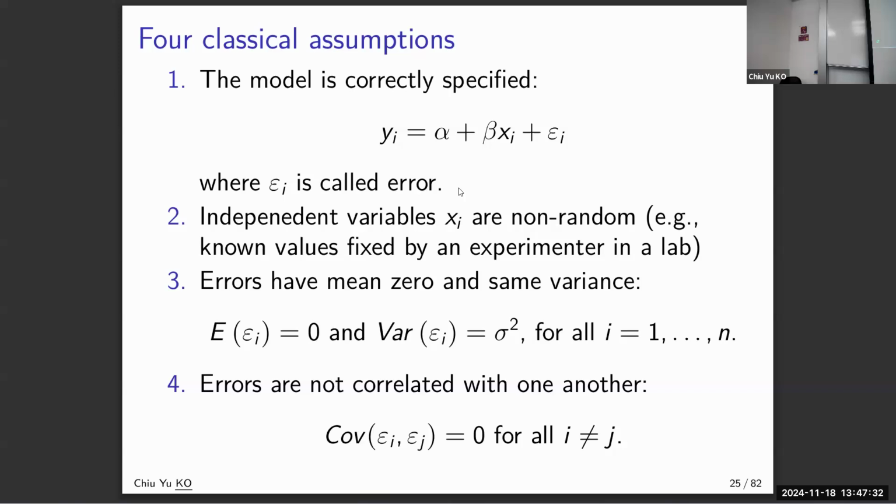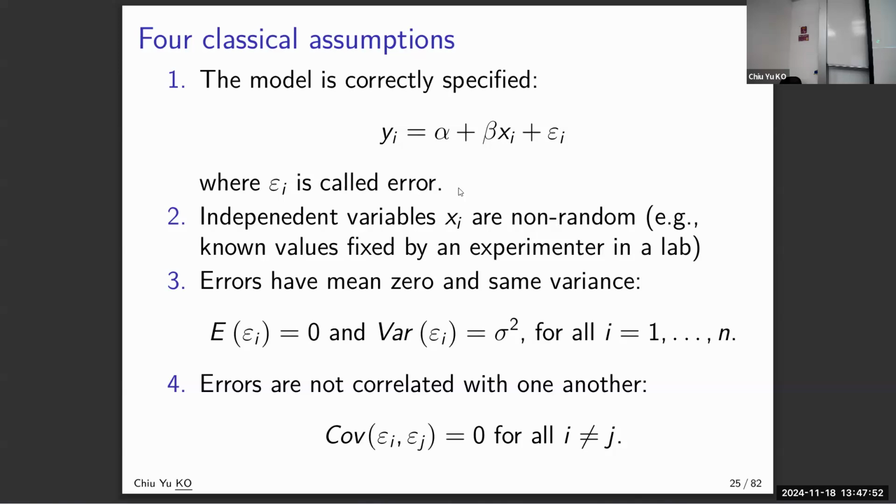The example with education and income is not that easy, because it's not ethical to say you have 10 years of education, you have 5, you have 6. You cannot control that, because people make decisions. In that case, this assumption is a little bit problematic.